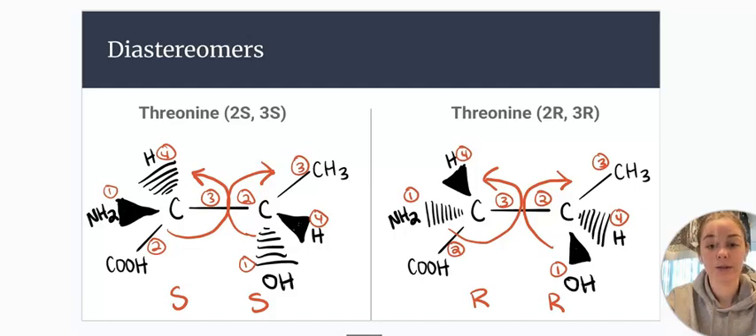Here are the diastereomers of this molecule. As you can see from the drawings, only one of the chiral centers flipped on each one and not all of them.